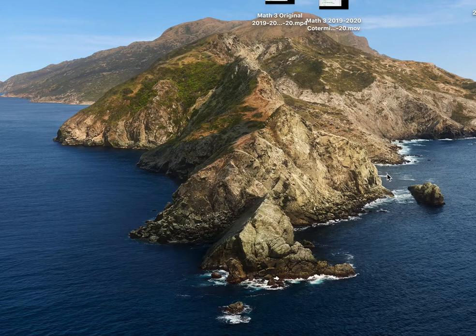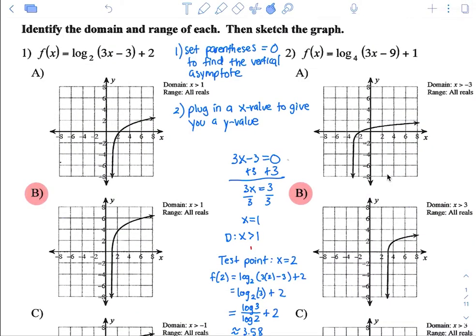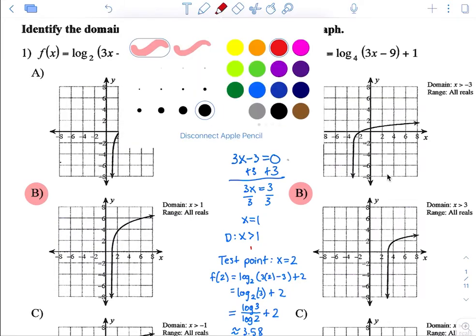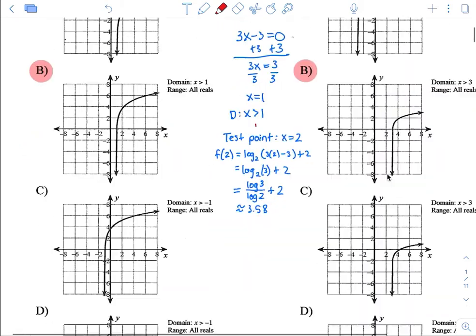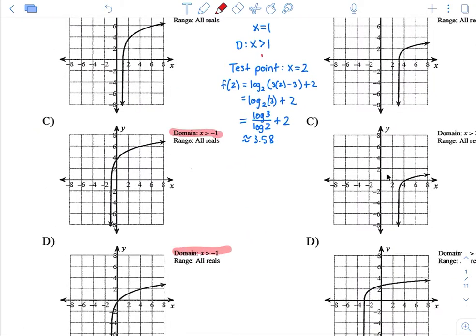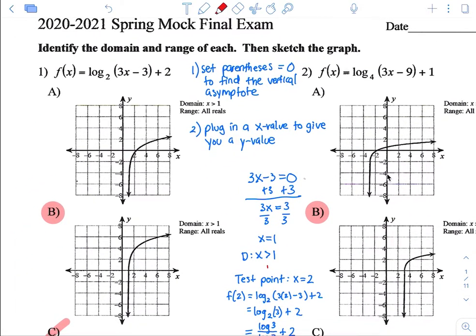So now let's look for the graphs that have a domain x greater than 1. Okay, this one's good. This one's good. Okay, notice these, right? That's not good and that's not good. So that automatically means you can eliminate C and D. And then you just have to choose between A and B, because the domains are both x is greater than 1. Now the next step is, let's do a test point.